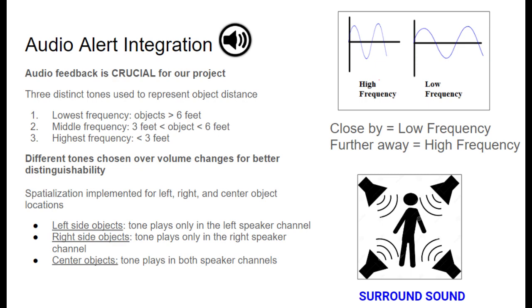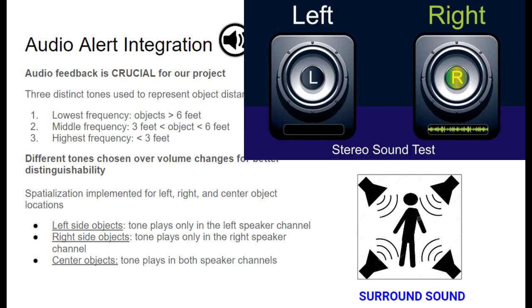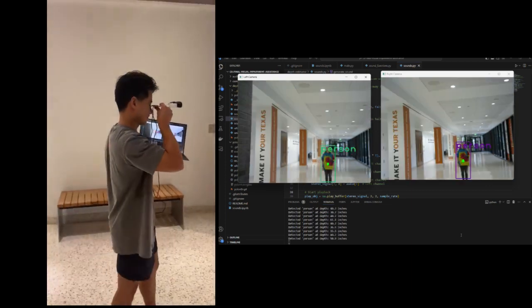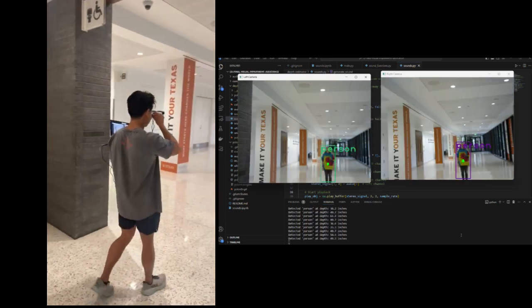Originally, we were going to use volume to differentiate object distances, but we thought that having different tones would be more distinguishable. We also implemented spatialization, where an object on the left side of the view field will alert the user only using the left speaker channel, and the same for the right side. If the object is in the middle third of the screen, then the tone will play from both speakers. Check out a live demo of our project with our screen being recorded showing you what the computer sees.